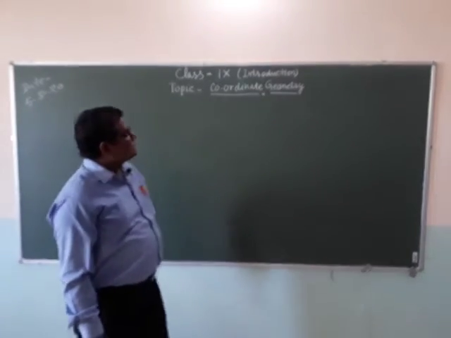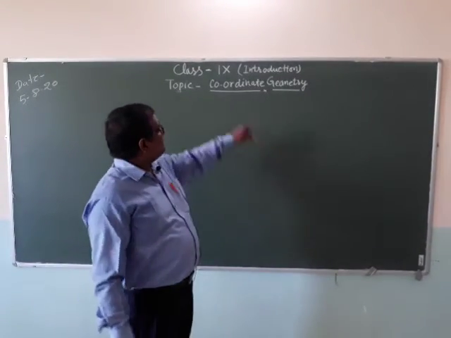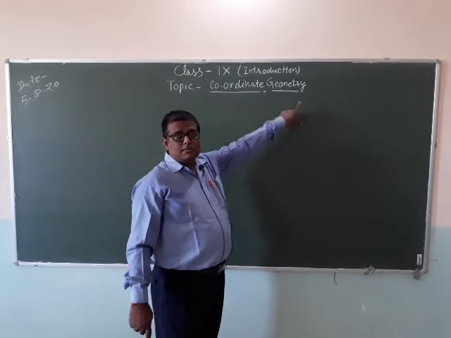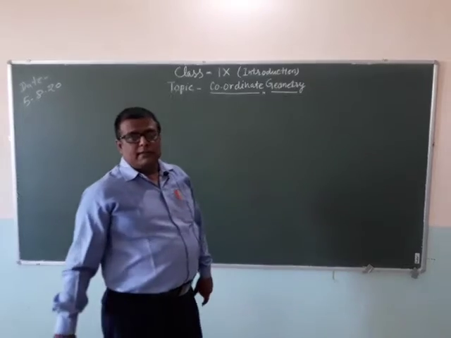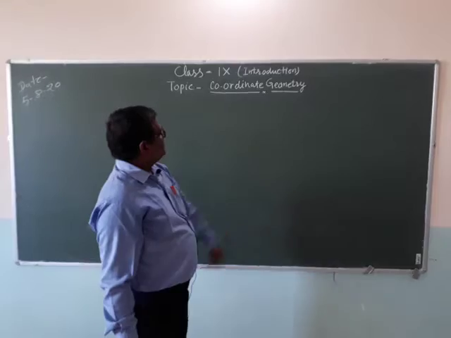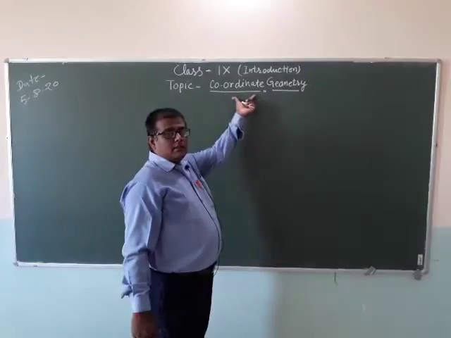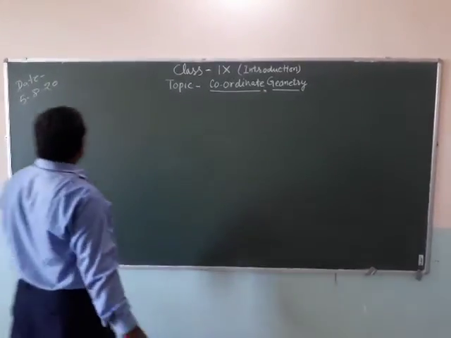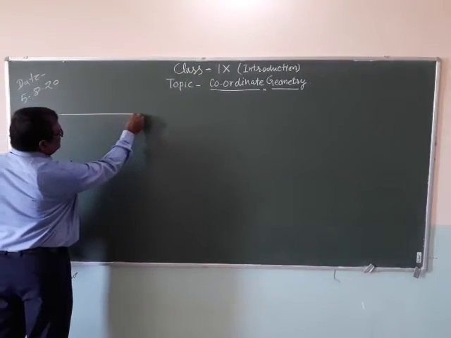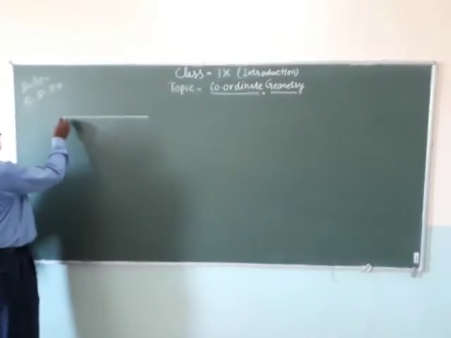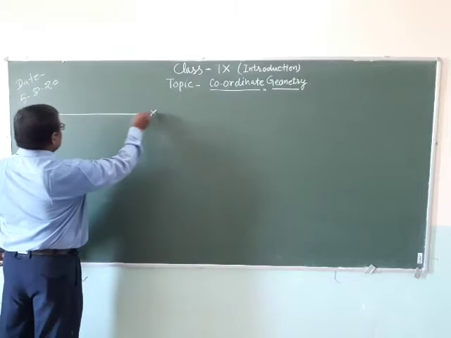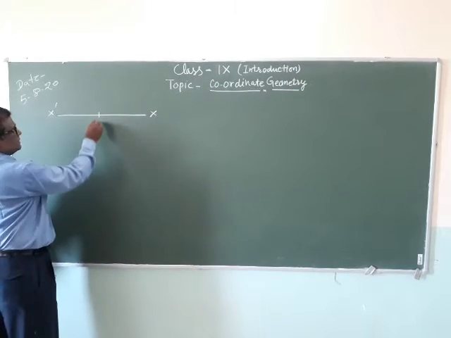Students, in my mathematics classes of class 9th, introduction of coordinate geometry. First of all, we have to find what coordinate geometry is. Coordinate means if there are two lines, suppose this is a horizontal line, that is x and x dash, and this will be 0.